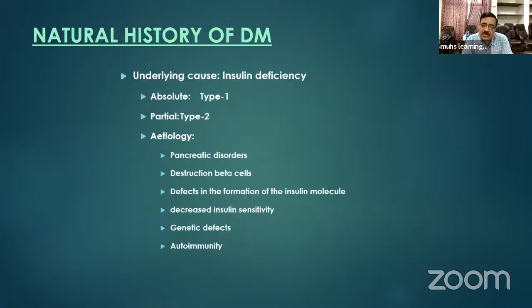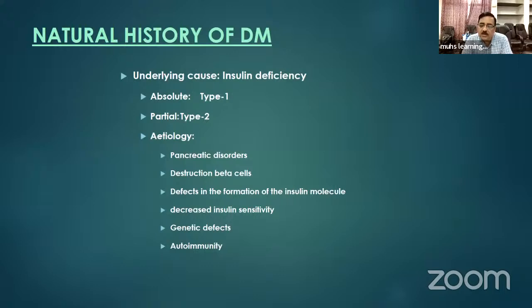Coming to the natural history, the underlying cause is insulin deficiency. And what is the deficiency? It is either quantitative or qualitative. In type 1 diabetes, there is absolute insulin deficiency. In type 2, there is partial insulin deficiency. Some insulin is there, but the body requirement is not met by the available insulin. And that is how hyperglycemia occurs.